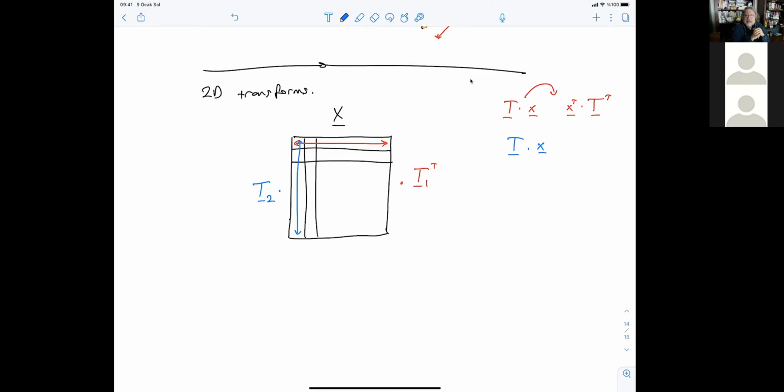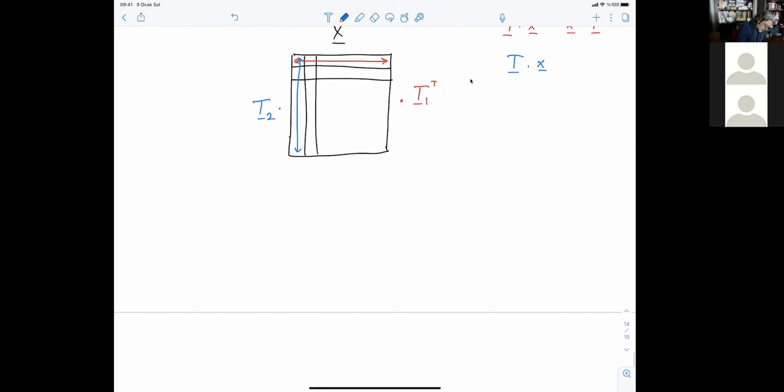Most of the two-dimensional transforms are inherited from originally one-dimensionally designed transforms, like the discrete Fourier transform or the discrete cosine transform, which is a very famous transform for compression purposes. We will see that. Now, this operation of capital T times X times capital T transpose, like this, will give you the transform of Y.